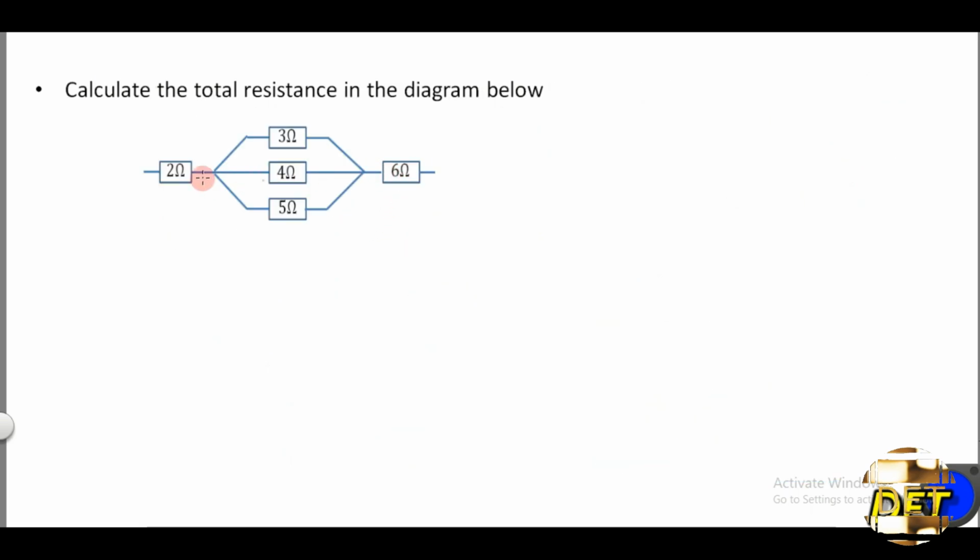So let's look at the last question here. Calculate the total resistance in the diagram below. So if you look at this diagram, you would see that 3 ohms, 4 ohms, and 5 ohms, they are connected in parallel. And so you would want to resolve that first.